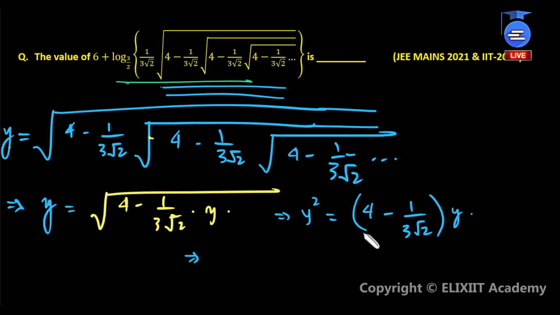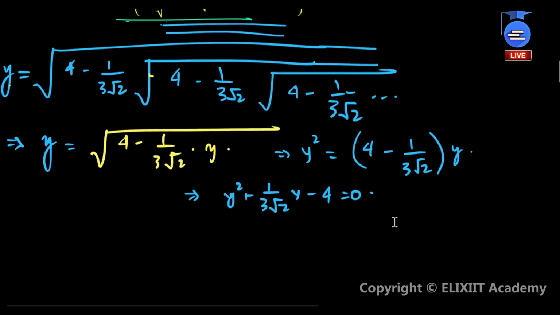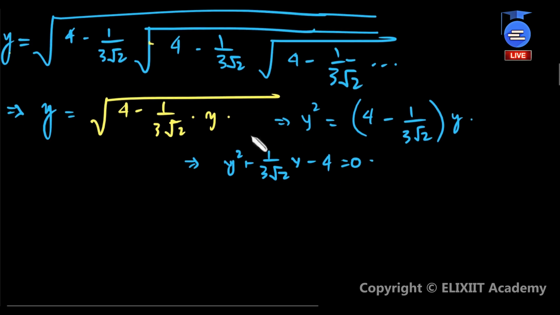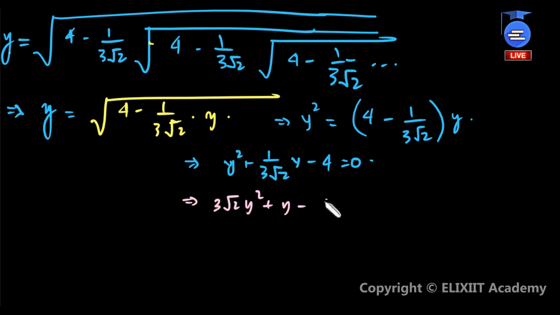So y square equals 4 minus 1 by 3 root 2 into y. So this is y square plus 1 upon 3 root 2 y minus 4 equals 0. Now what will you do? Just simply solve this basic quadratic, or use the Sridhara Acharya rule. Multiply with 3 root 2. So we have 3 root 2 y square plus y minus 4 into 3 root 2, which is 12 root 2, equals 0. Now solve this using the Sridhara Acharya rule.